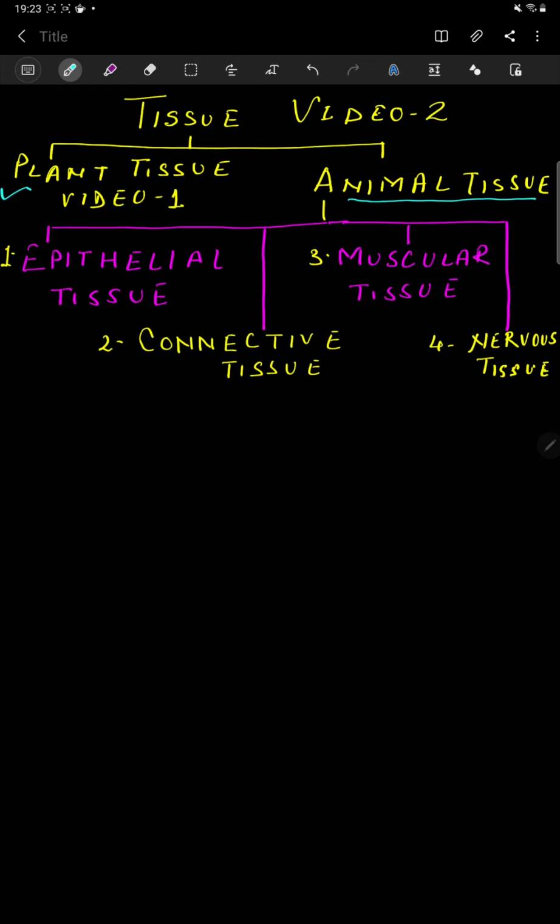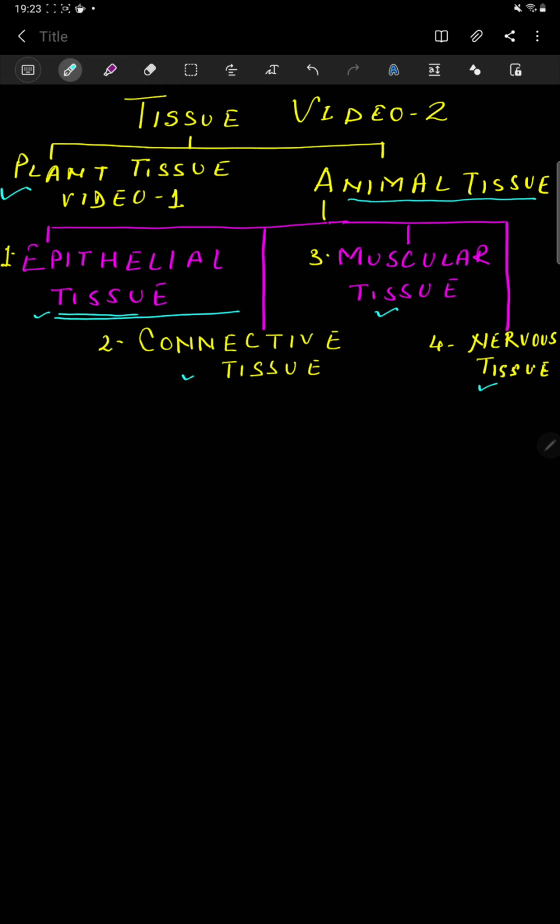Now, animal tissue is further divided into 4 parts. Number 1, epithelial tissue. Number 2, connective tissue. Number 3, muscular tissue. And number 4, nervous tissue. In this video, I am going to tell you the internal structure of epithelial tissue and the variety of the epithelial tissue. So, this is today's topic.